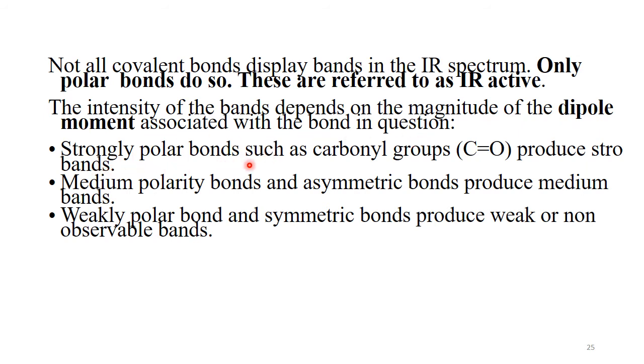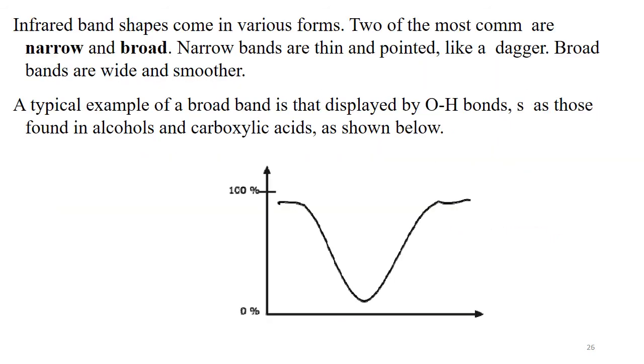Strongly polar bonds such as carbonyl groups produce strong bands. Medium polarity bonds and asymmetric bonds produce medium bands. Weakly polar bonds and symmetric bonds produce weak or non-absorbed bands.